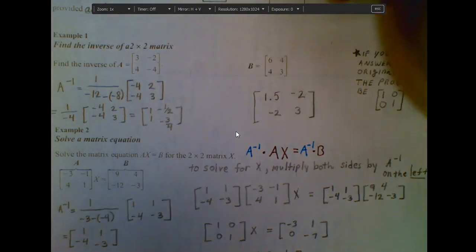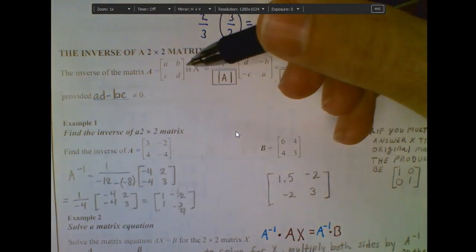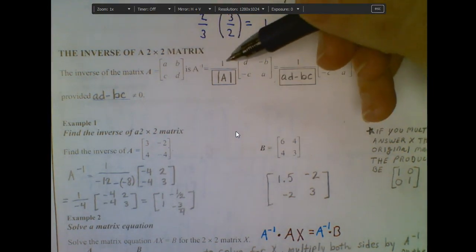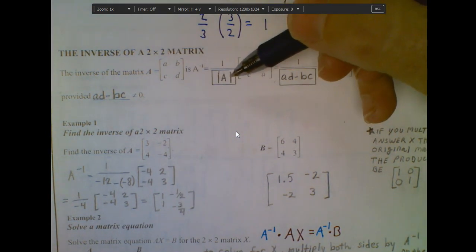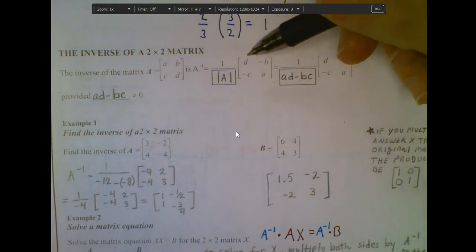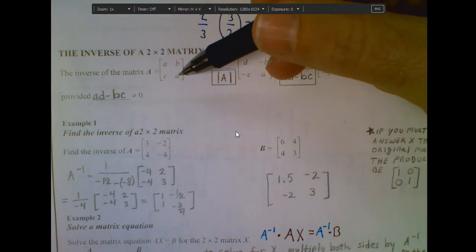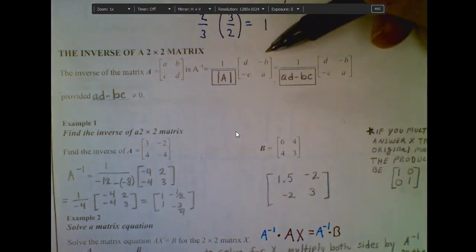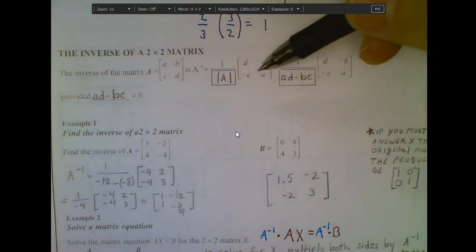The general process looks like this. If here is matrix A, I'm going to take the determinant of matrix A, put that on bottom, and multiply this times what I call the altered matrix. The altered matrix is where I take the downward diagonal and they trade places. So A and D will trade places. You can see that right here. C and B change signs. If they're positive, they go to negative. If they're negative, they go to positive. And so you're seeing the opposite of C and the opposite of B right there.